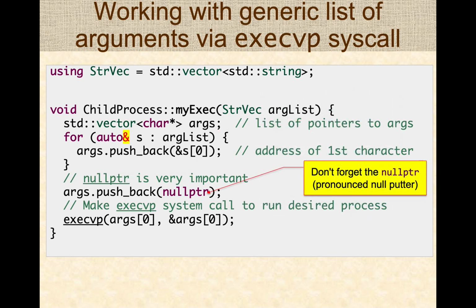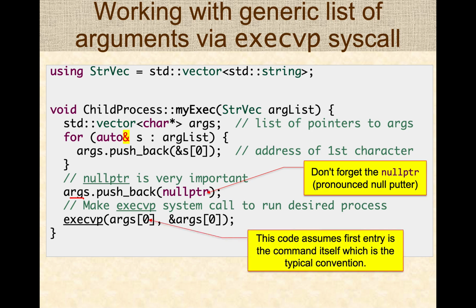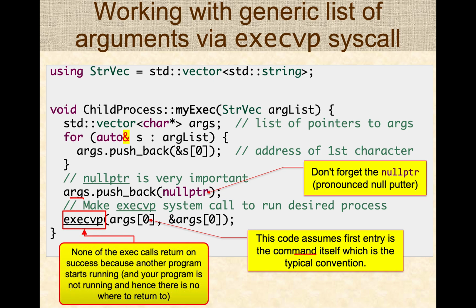Then we add the null pointer to show the end of all of the arguments, the list of pointers in the args list. And here, of course, this helper method assumes that the first entry is going to be the name of the command itself, or Openssl in this specific demo. Keep in mind, when execvp completes successfully, that means when Openssl starts running, this method will never return back to the calling process. So that means the running program, our program, will be replaced with Openssl by the execvp system call.